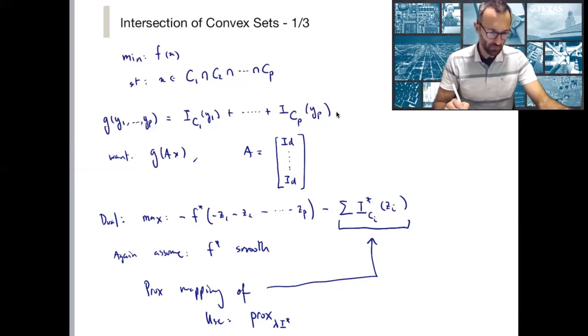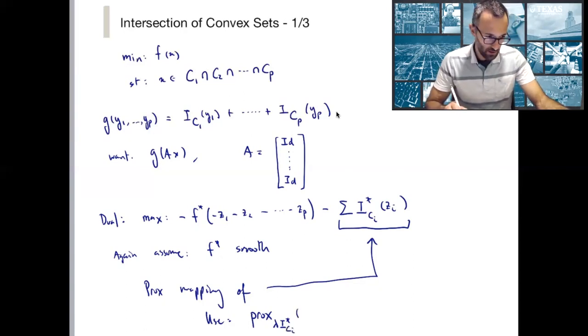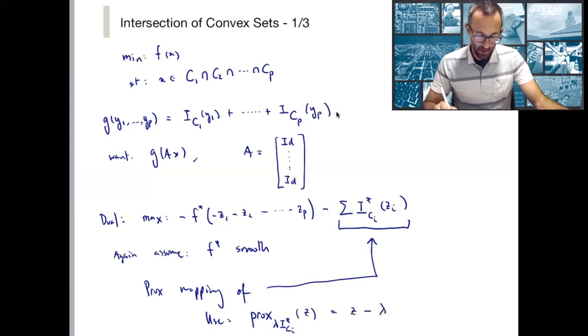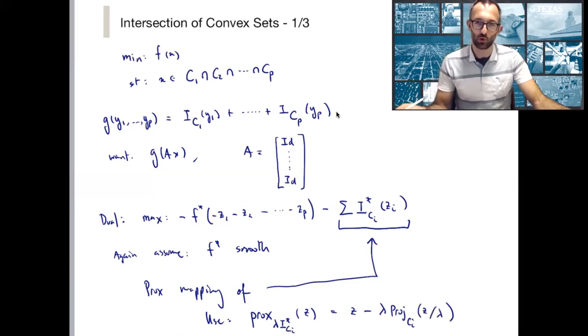And so recall that using Moreau, this is equal to just z minus lambda times the projection onto Ci of z over lambda.